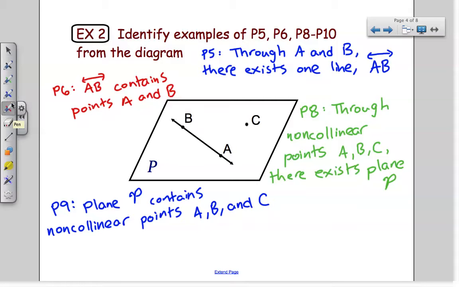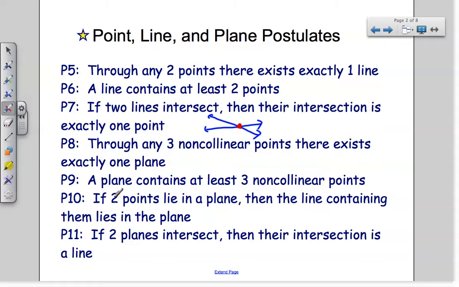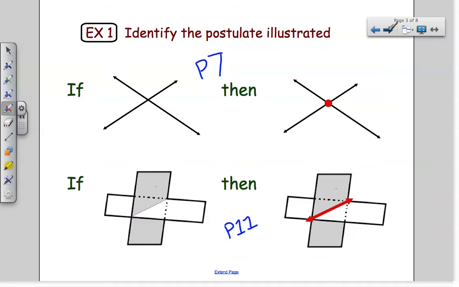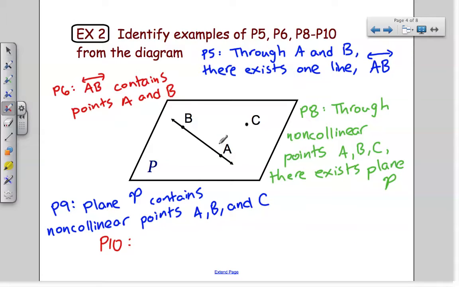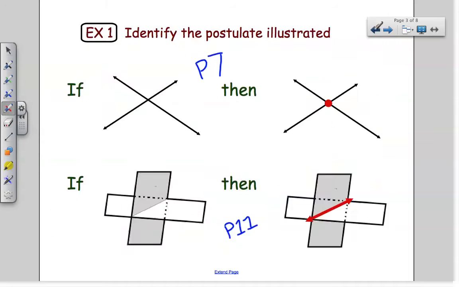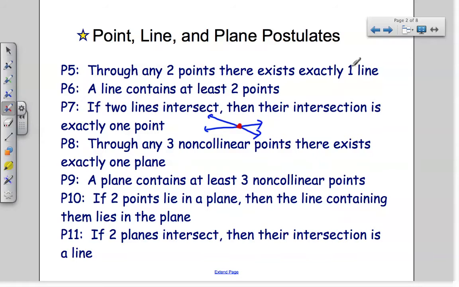Excellent, and finally, postulate 10. And that says, if 2 points lie in a plane, then the line containing them lies in the plane. So I need to identify 2 points that are in a plane and show that the line going through those 2 points, the line containing those 2 points, also lies in the plane. So I know I need to talk about these points A and B. It said through any 2 points in a plane.